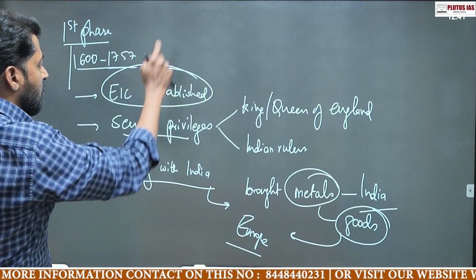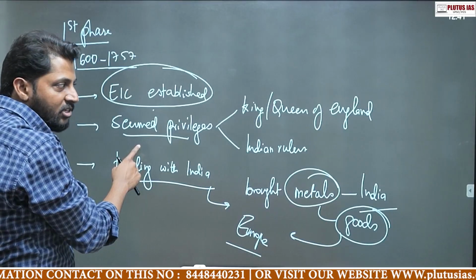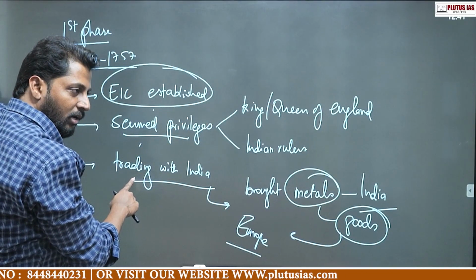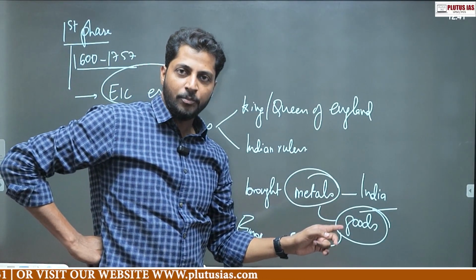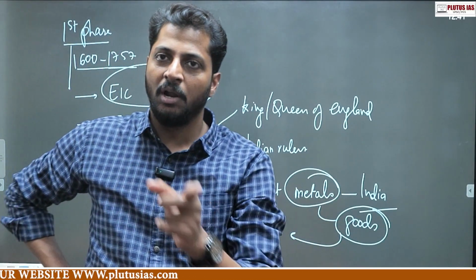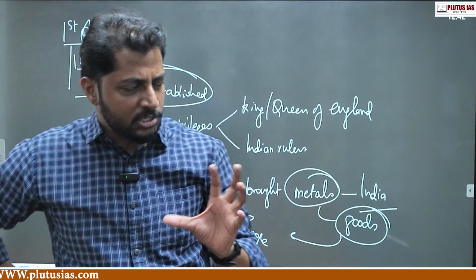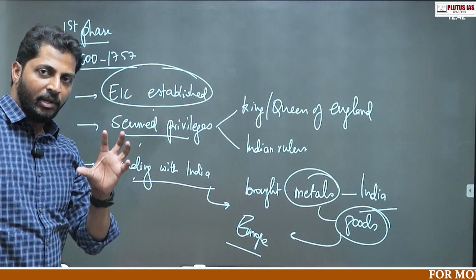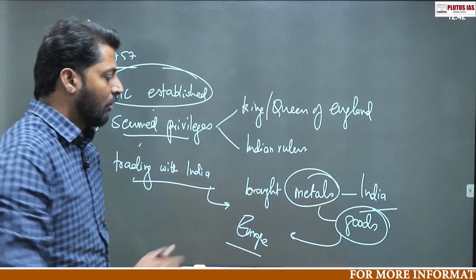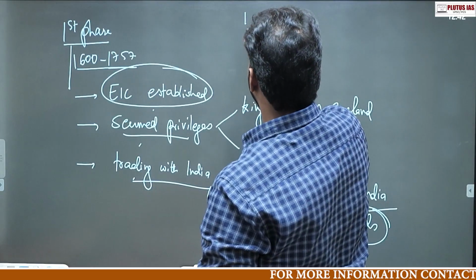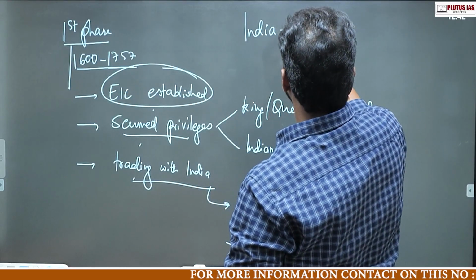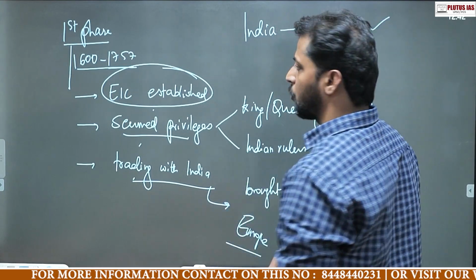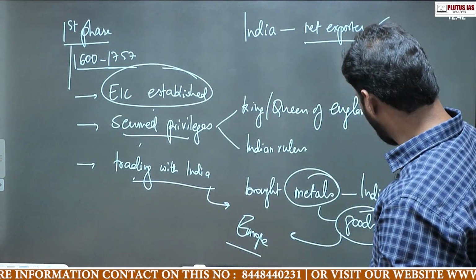So they established the company, they secured trade privileges from both England rulers and Indian rulers, and they started trading with India, and with the metals they brought to India, they purchased Indian goods and sold them back in Europe. So this is the major form of trade or economic policy of the company in India in this first phase. So in this phase we can say India was a net exporter. India was a net exporter.